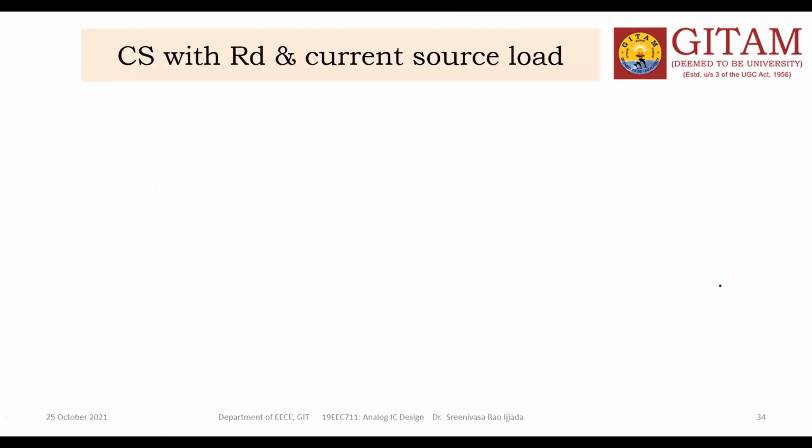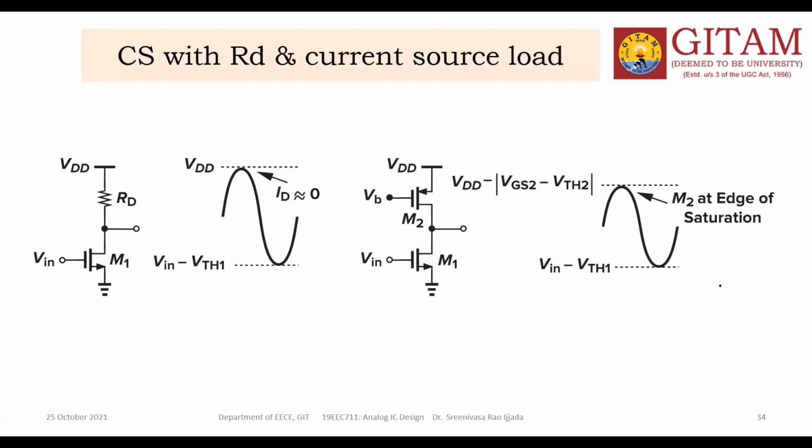So now we already know this is CS with the RD load. This is what we just studied. That means CS with the constant current source load. So what is the difference between these two? See, this is the output voltage. You get full VDD here, but here the voltage at this point is Vin minus VTH1.